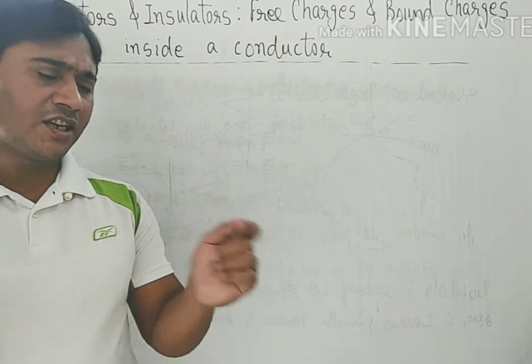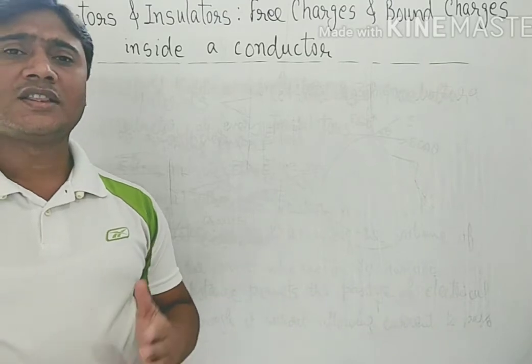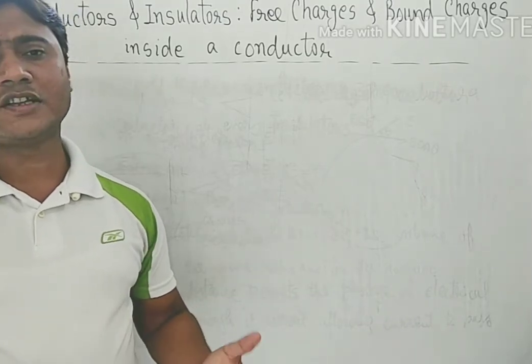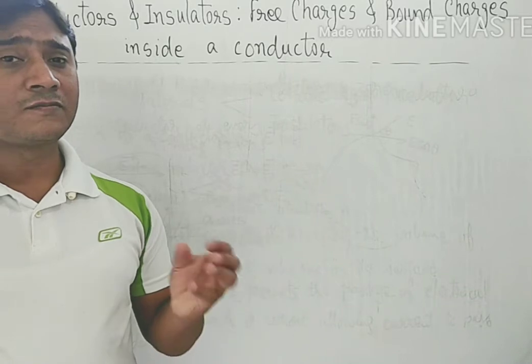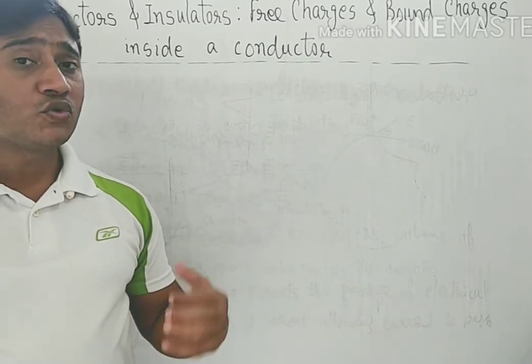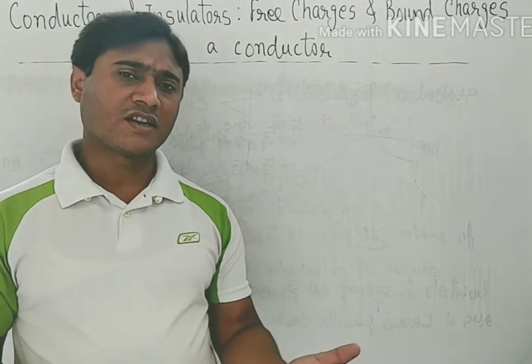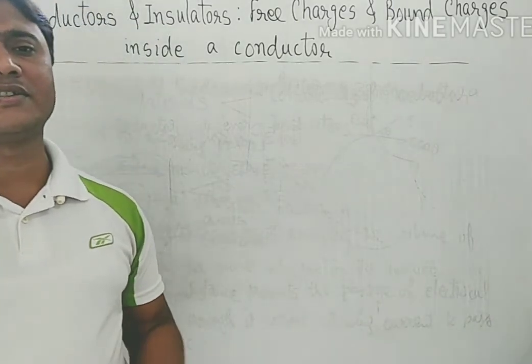Making the effect of an externally existing electrostatic field zero at a point inside any surface or inside any boundary is called electrostatic shielding, and this effect is basically used to protect very sensitive electrical instruments while using them in electrically hazardous areas.